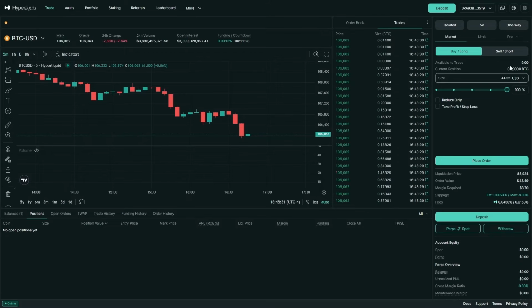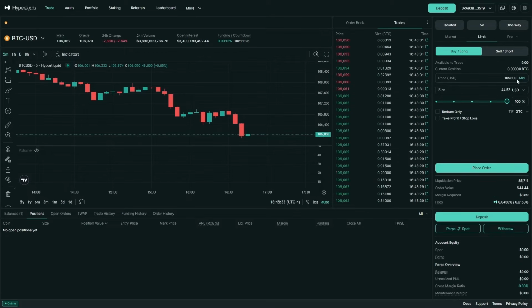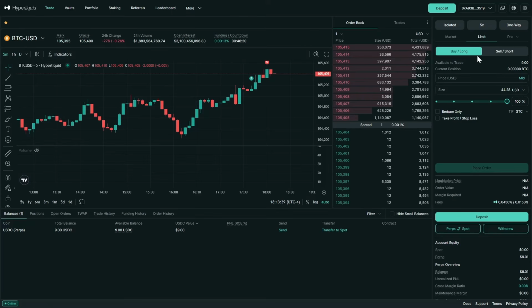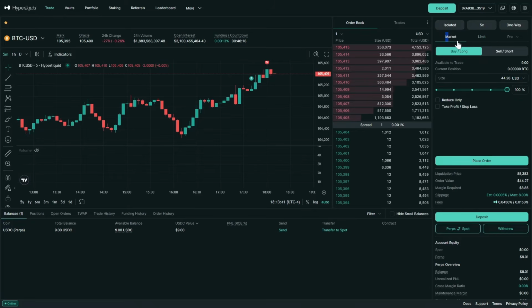We could also do a limit purchase, all right? Here, we can decide when we want to enter the market. So here we see Bitcoin trading at 105,973. I can set my limit purchase at 105,800. So once it hits that price, the order will execute. And again here, I can move it up or down depending on how much of my margin I want to use. Now we are going to go ahead and execute a market order.